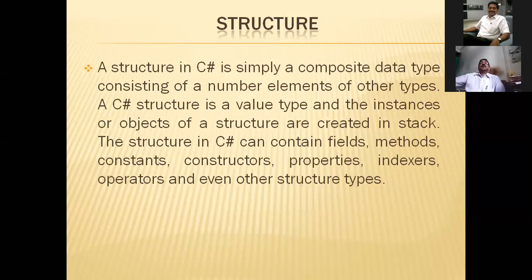So these are all things which we can use in a structure. Here we can say it is a composite data type, a structure, which collectively can comprise a number of data types, for example, integer, float, double, or character.